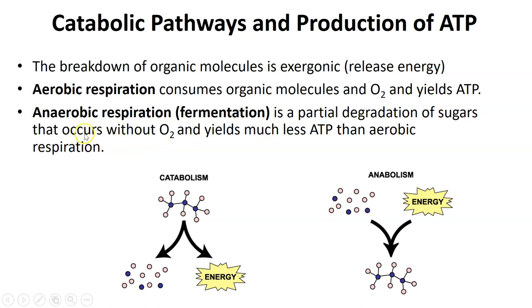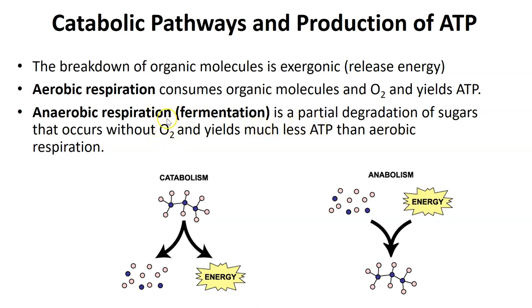Anaerobic respiration, also known as fermentation, is a partial degradation of sugars. Like I said before, there are three pathways when it comes to cellular respiration. We'll talk about those pathways later on in this lecture, but also in more detail in the next lecture. So anaerobic respiration, fermentation, is basically a partial degradation of sugars. It's not a complete oxidation of glucose to yield the maximum number of ATP molecules. It's a partial oxidation of sugars, and you'll see what I mean by that in a later slide.